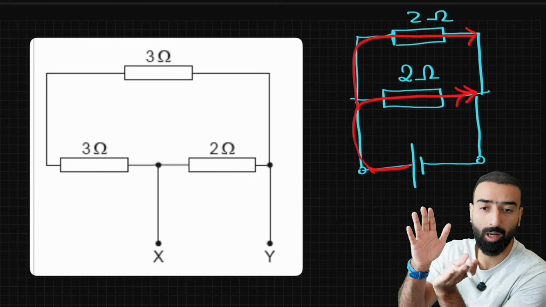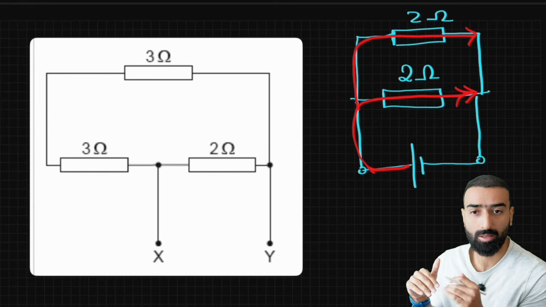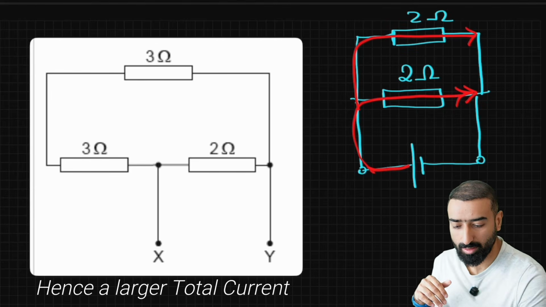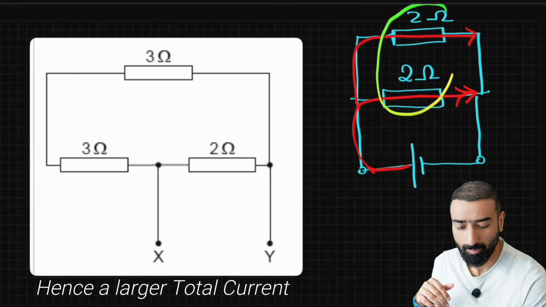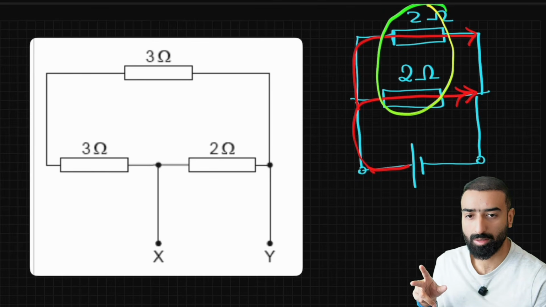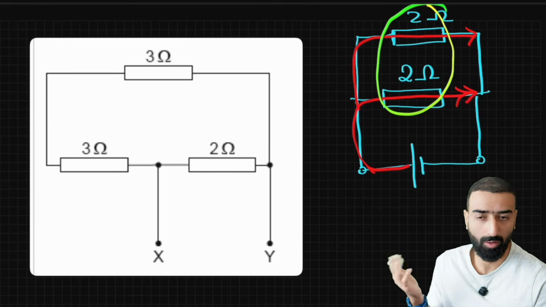You have made 2 paths. That means the resistance should decrease. In fact, these 2 resistors are in parallel. And how would we find the total resistance when resistors are in parallel? We use the parallel formula.